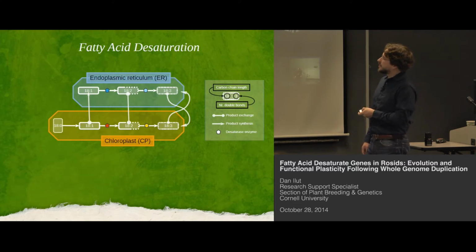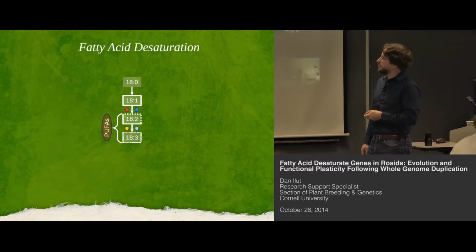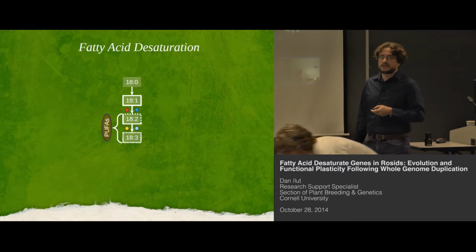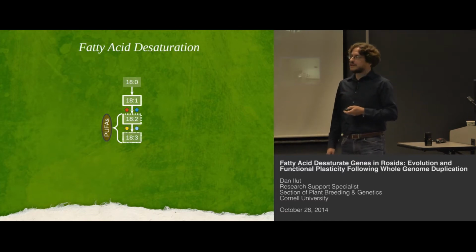And this can be simplified even further to really just this 4-step process with a chloroplast set of enzymes and an ER set of enzymes. And the polyunsaturated fatty acids are these 2 products. So in the plant, you find a mix of these fatty acids. And the polyunsaturated fats are the ones that are important for cold tolerance and for human nutrition.